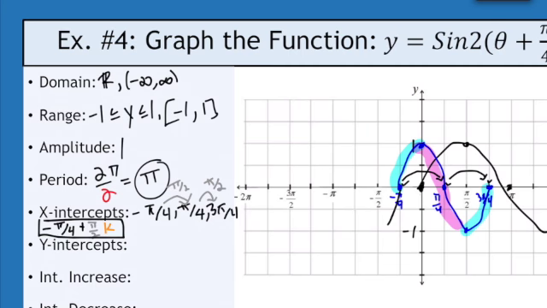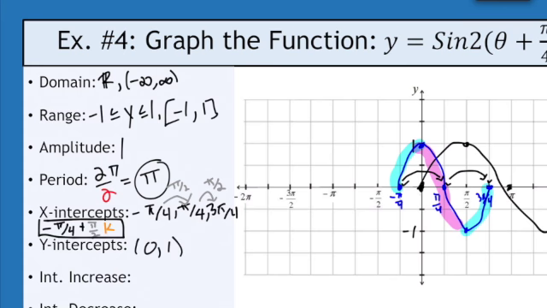So if I go backwards, these are all going to be my x-intercepts, there, and there, right? So it'll look something like that. Okay, so let's find our y-intercept. There's only one, so this one's going to be the point 0, 1.